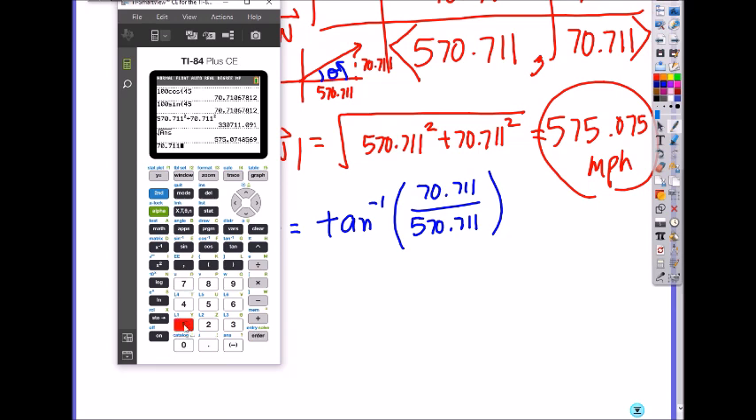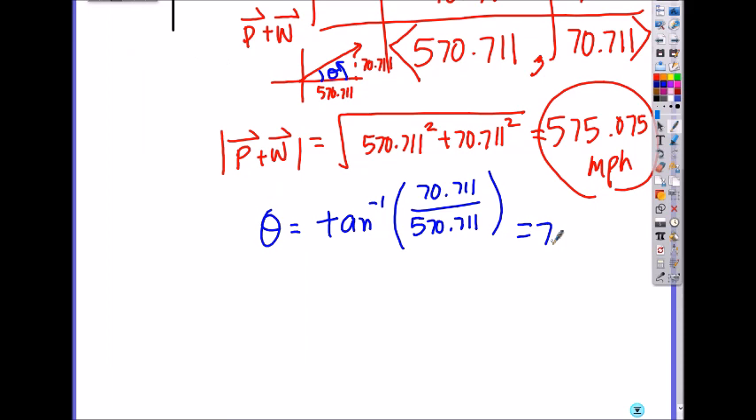So again, plug into the calculator. 70.711 divided by 570.711. Press enter, and then you take the inverse of tangent. So I get 7.063. 7.063 degrees of what? Direction.